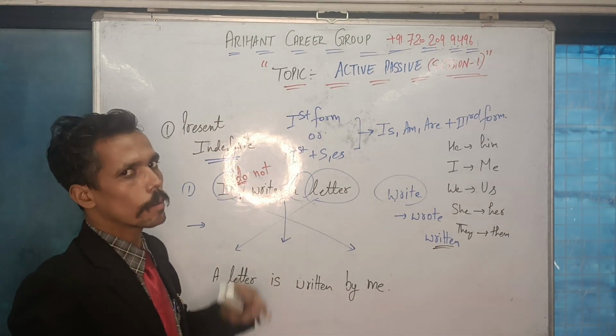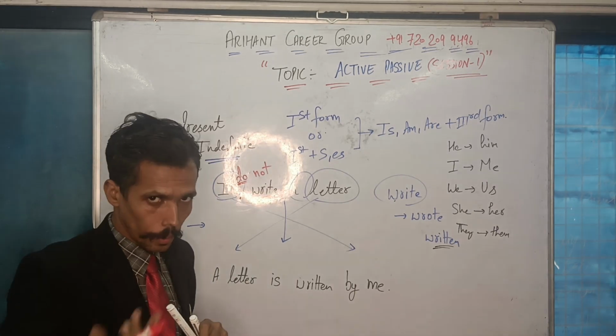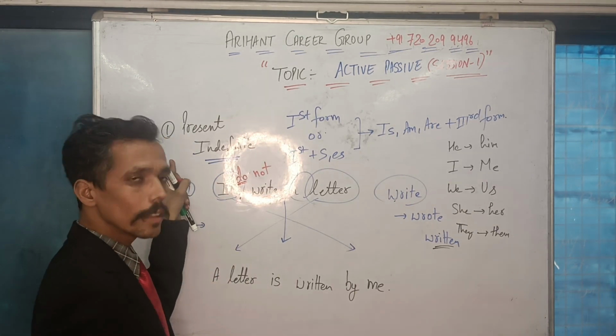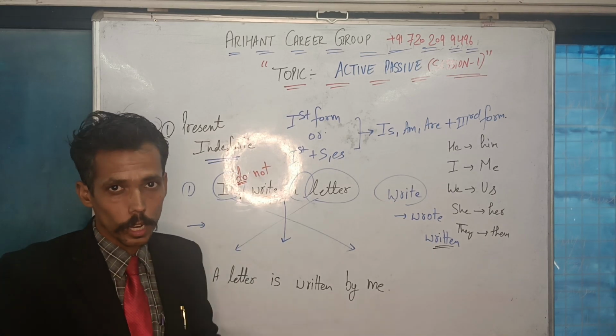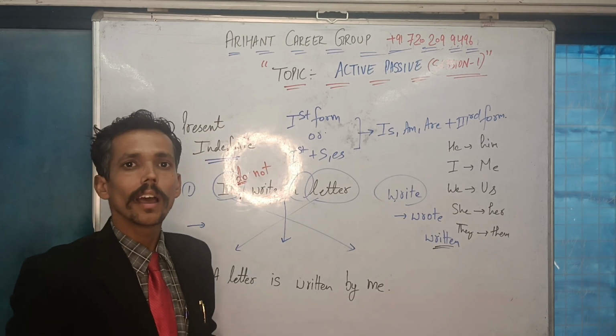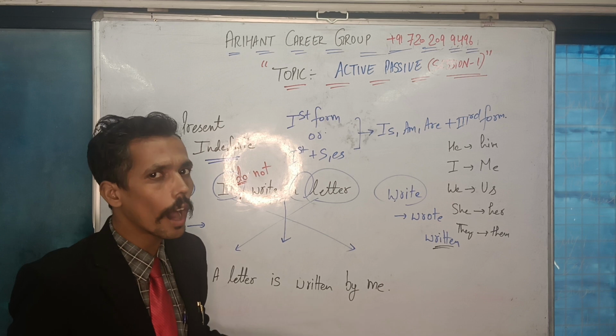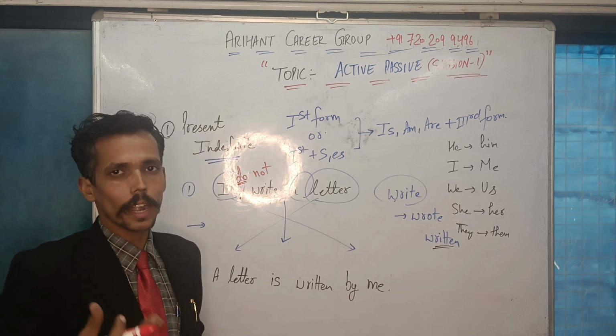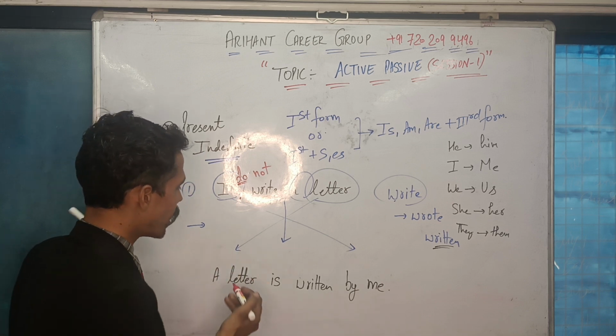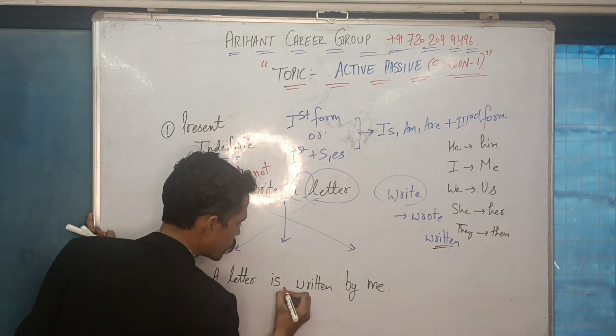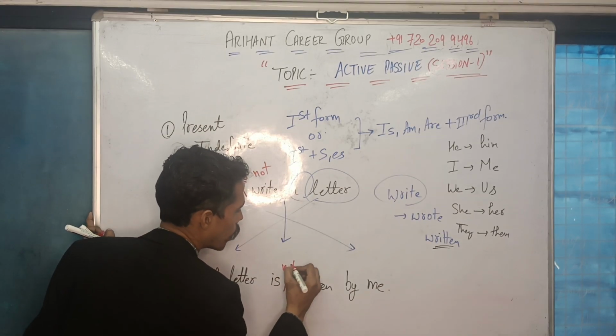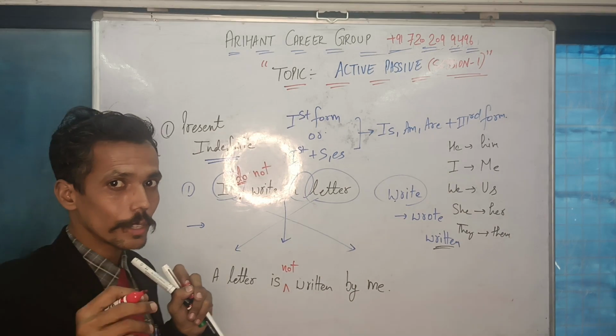So there are two verbs now, do and write. Just because of do, I will come to know that this is the first one, because do, did, done. So I will apply rule number one, which is present indefinite. That means is, am, are plus third form. But if it is a negative sentence, I shall be using is not, am not, are not. So I'm just adding not. So this is the way I can write the answer. I do not write a letter. The answer will become: A letter is not written by me.